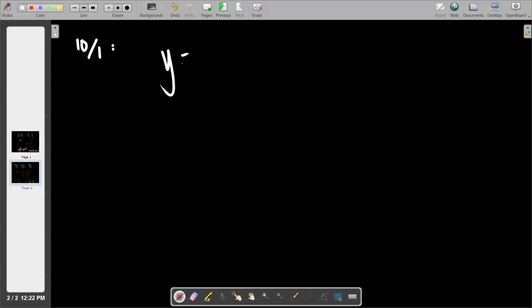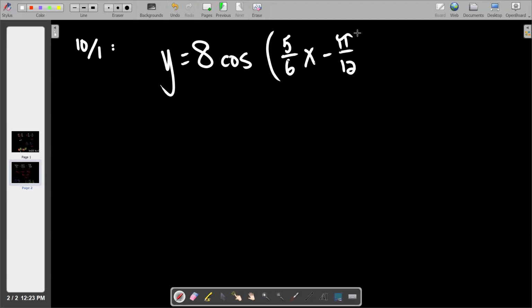Let's do y equals 8 times the cosine of 5/6 of x minus pi over 12. And then after that, let's have a vertical adjuster of down 12, so minus 12.